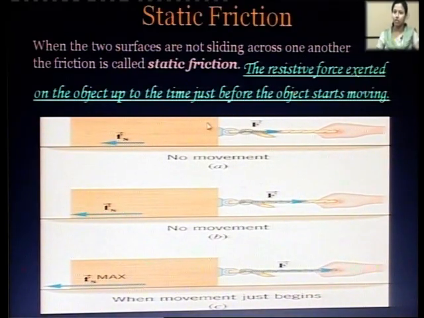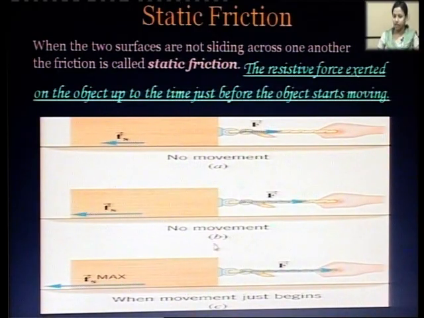If we want to push a body, we apply some force F and there is no movement of this body. So there is some static friction acting here opposite to this motion. We want to move in this direction, but static friction is in the opposite direction to the motion.